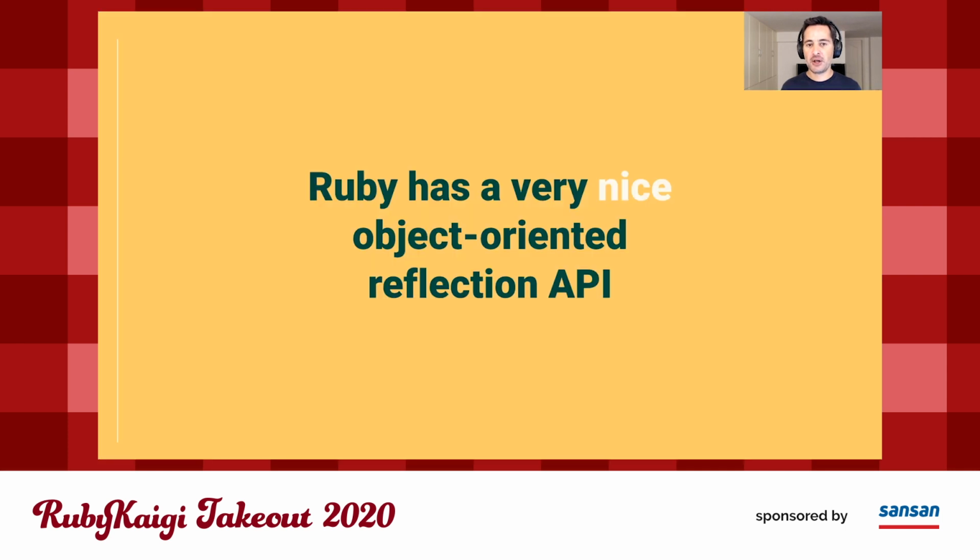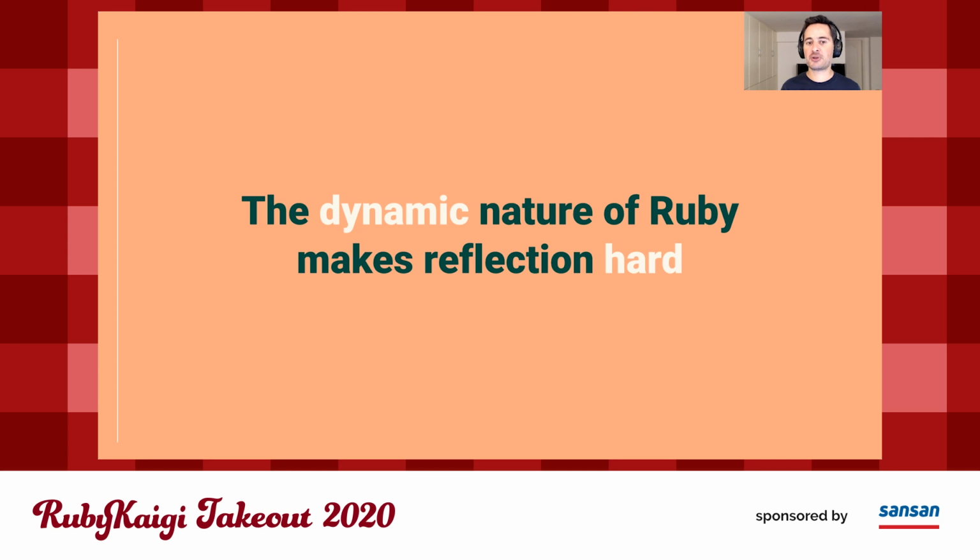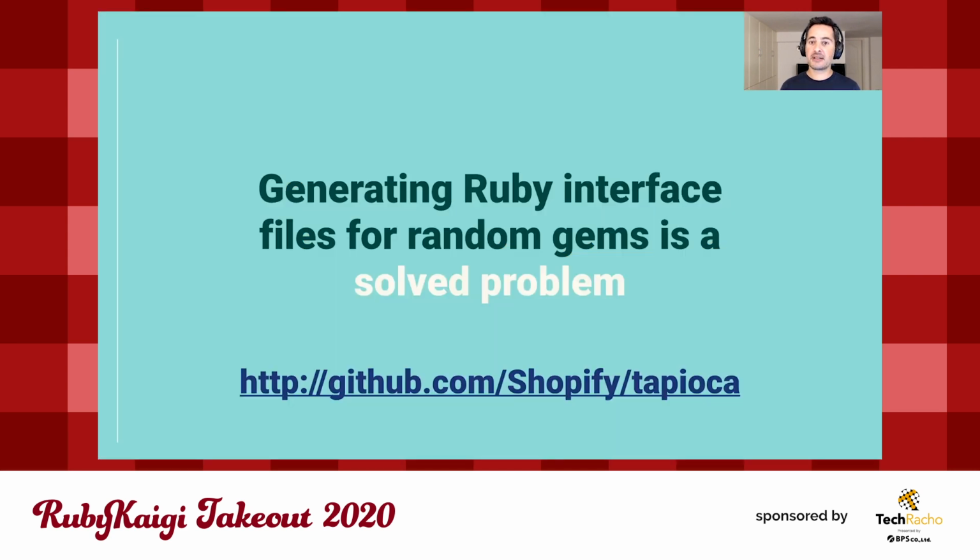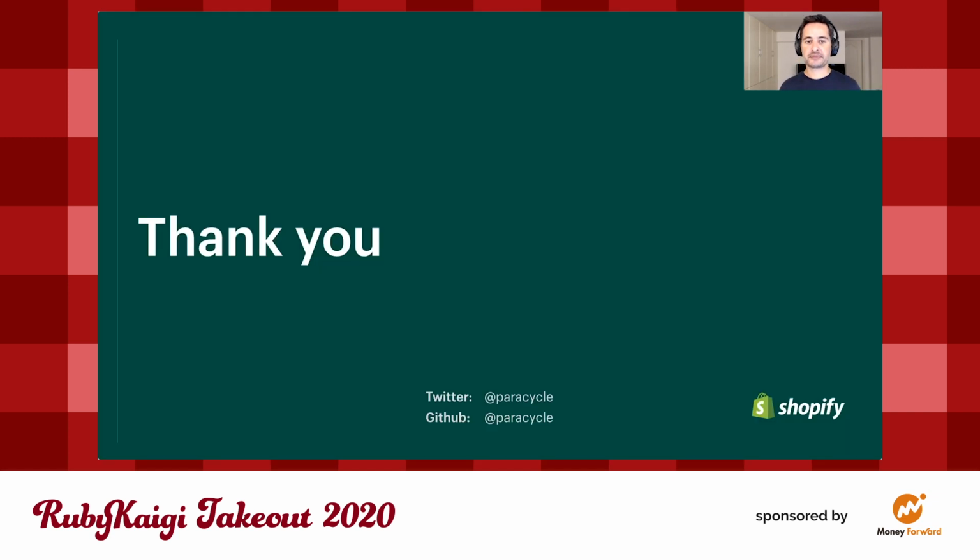So in summary, Ruby has a very nice object-oriented reflection API, but the dynamic nature of Ruby makes reflection hard. You need to resort to lots of tricks to get it right. But the nice news is generating Ruby interface files for random gems is now a solved problem because we open sourced the result of all our work as the Tapioca gem. So you can go to this GitHub repo, take a look at the code base, and if you're working with Sorbet, you can start using it in your code base as well.